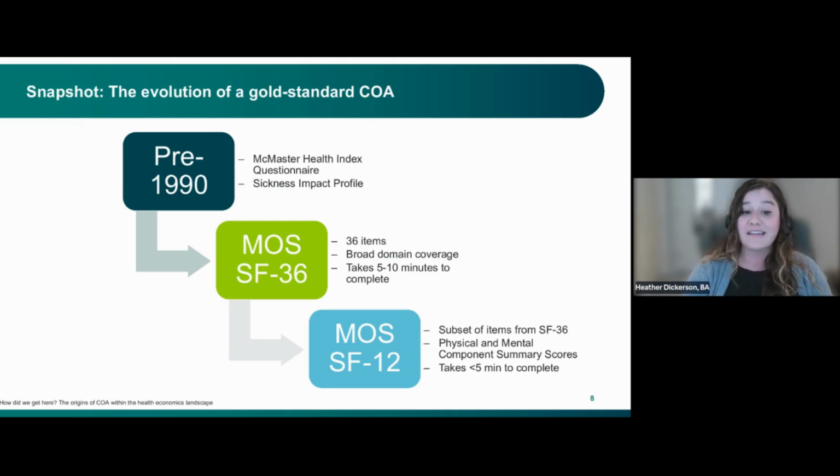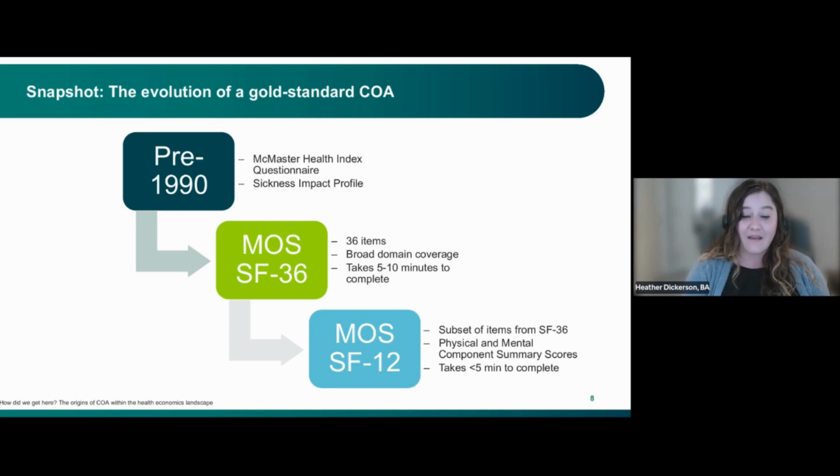This brings us to the early 1990s, where as part of the Medical Outcomes Study, the SF36 was developed. The survey was developed to elicit the comprehensive health-related quality of life data that we saw from those earlier, more lengthy surveys, but to do so without the same burden that we would experience in the larger surveys. So the SF36 was developed and then further refined over time after that initial release in the 1990s.